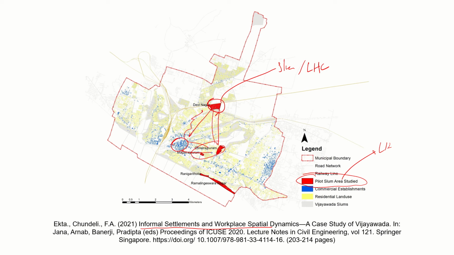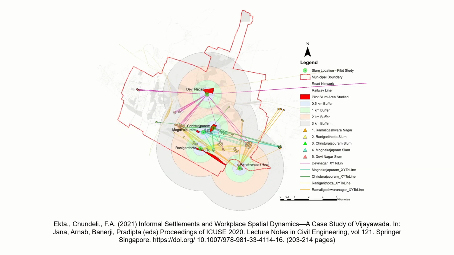Of course, this can be studied for other purposes as well. Here specifically we have studied low income settlements and the workplace dynamics. Just by looking at the results you will be able to understand how buffer tools can be used for this, and also the line of sight analysis, just to know the intensity of connection, which is weak connection, which is strong connection, and so on.